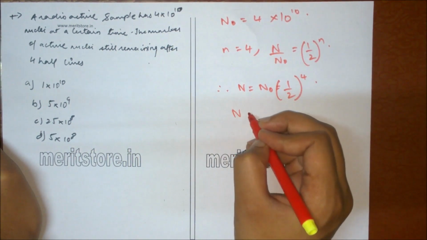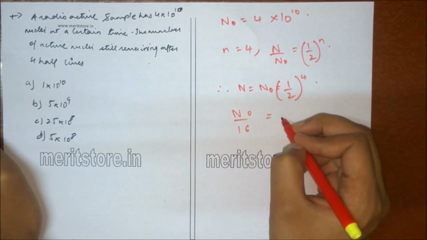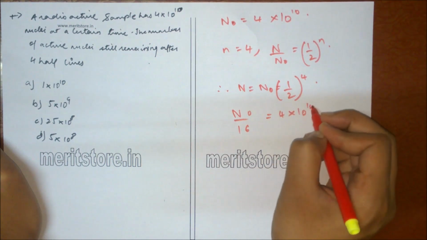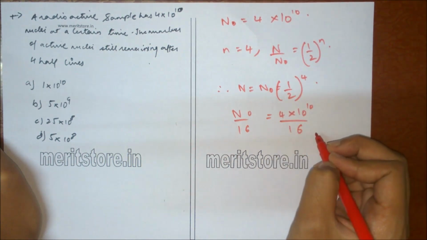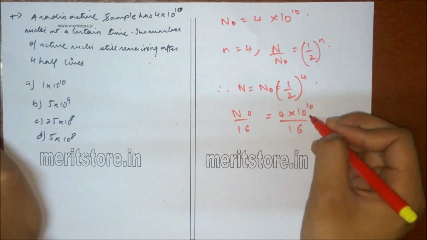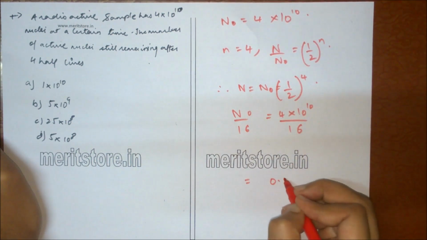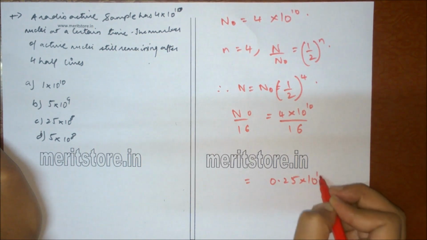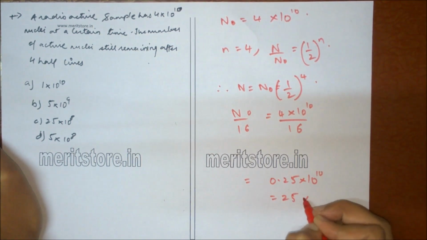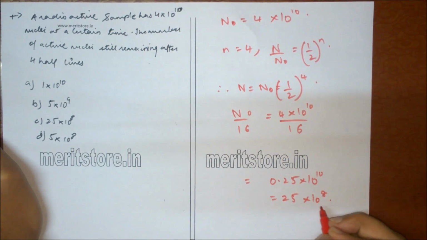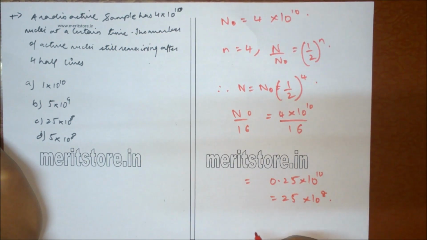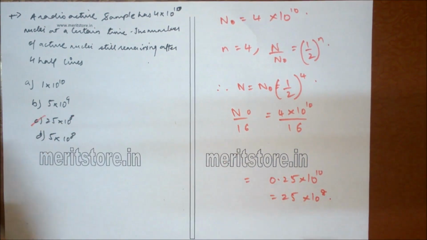So n0 upon 16 is equal to 4 into 10 raised to 10 upon 16, substituting the value of n0. Therefore, on solving this, we get 0.25 into 10 raised to 10, which is equal to 25 into 10 raised to 8. So the number of active nuclei still remaining is 25 into 10 raised to 8. Option C is the correct answer.